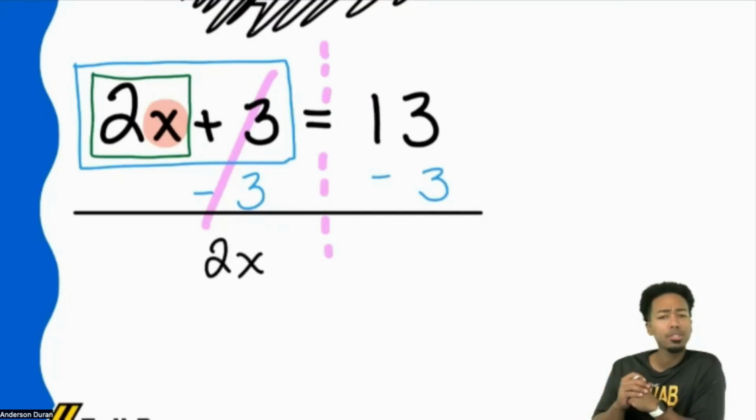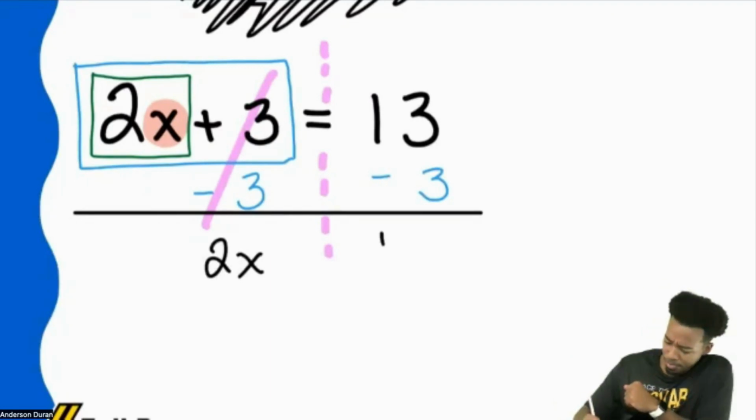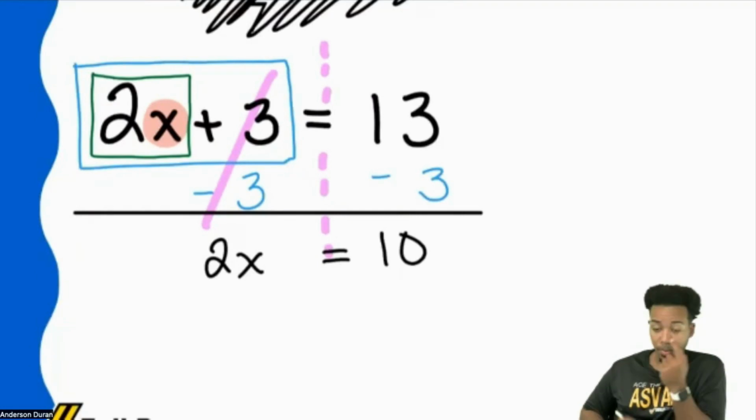Everybody, 13 minus 3, hit me. That is 10. 2X equals 10 now. And then the last step here is going to be to get rid of the 2. Everybody, what's the opposite of having 2X? How do I get rid of that 2?